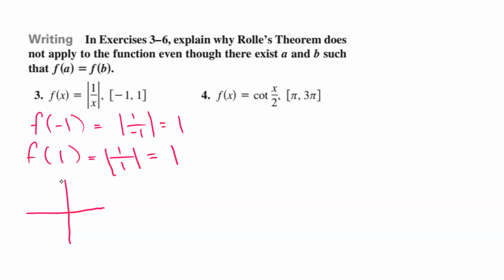So mine looks like the graph of 1 over x, except the curve, the elbow that's normally in the third quadrant, is made positive by the absolute value. So it's now in the second quadrant. The reason that Rolle's theorem doesn't apply here is because we have a vertical asymptote, and that's inside my interval -1 to 1.